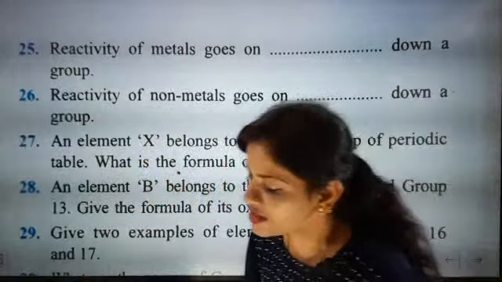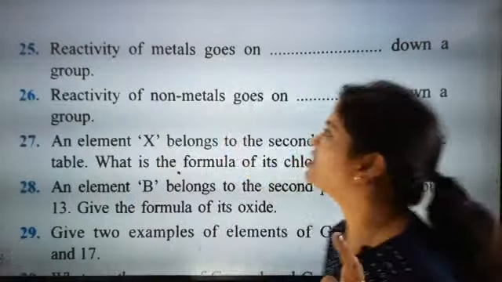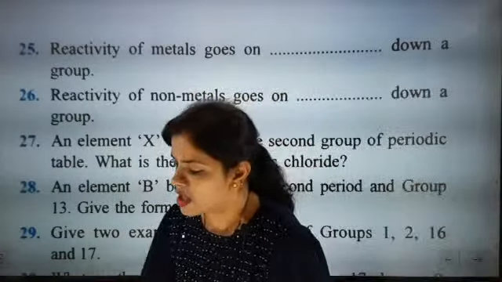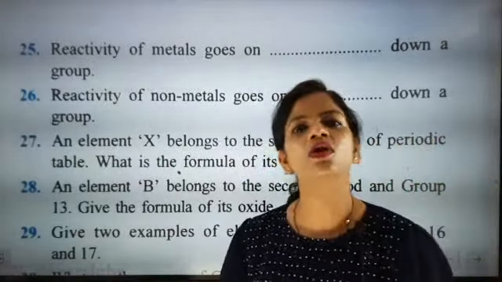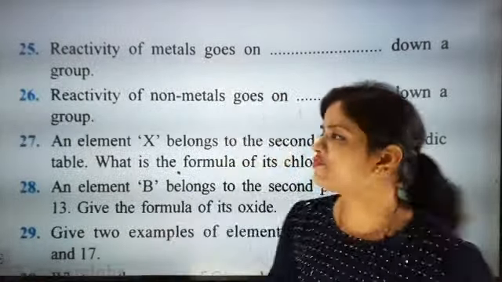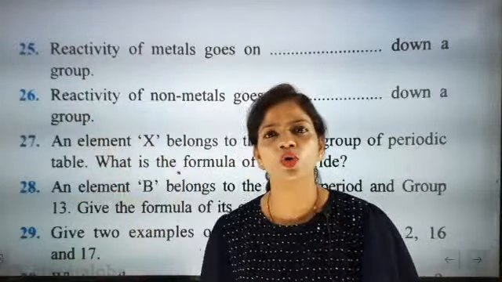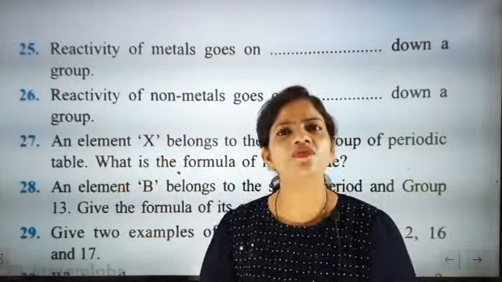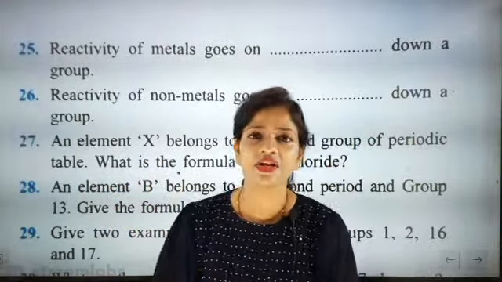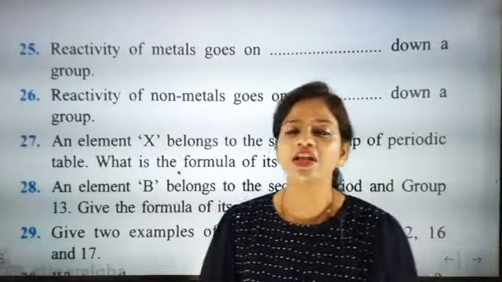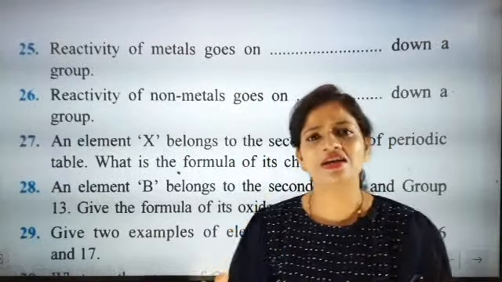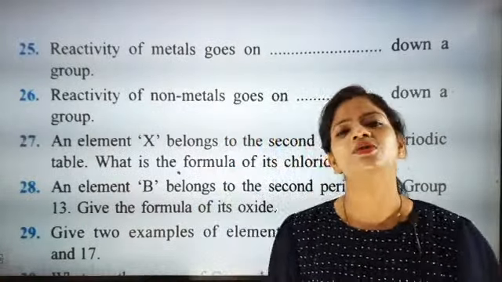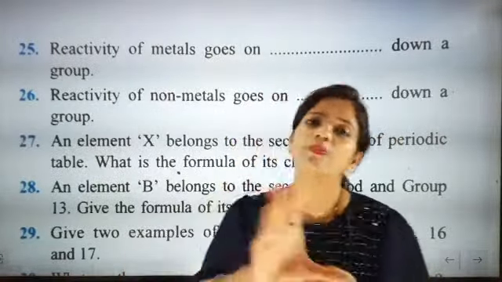The answer to question 25 is increasing. Those who are saying decreasing, please understand: reactivity of metal goes increasing down the group. There is no other point. Why? Because every time you go down a group, a new orbit is added, and the structure becomes big. Then the screening and shielding effect reduces the effective nuclear charge, and taking out the valence electron becomes very easy.